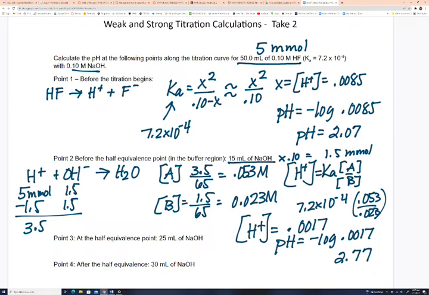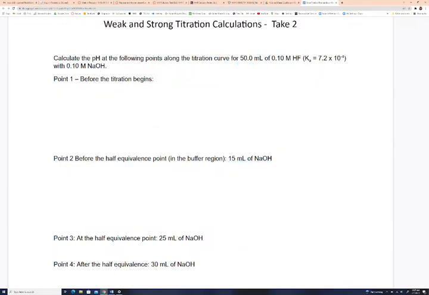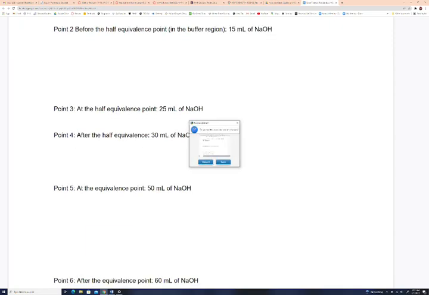Okay, at the half equivalence, it's going to look different, of course, because that's going to be easy. I'm going to erase this so I have room, and I'm going to scroll this up so I can, hold on, I'm trying to do this. Sorry for the delay. Scroll up.